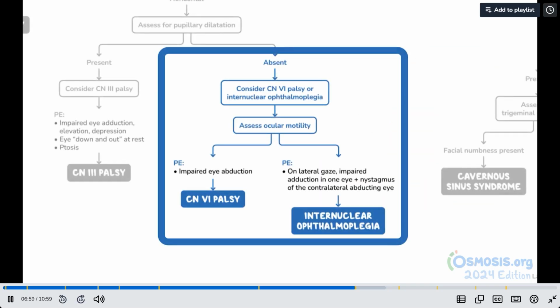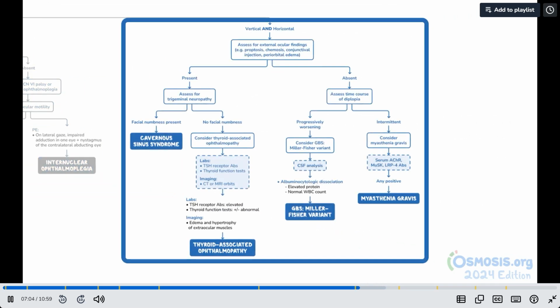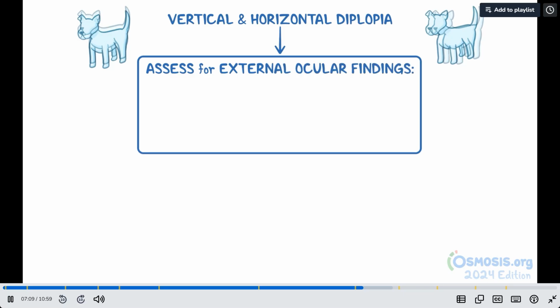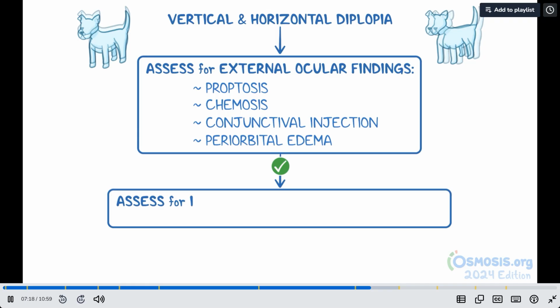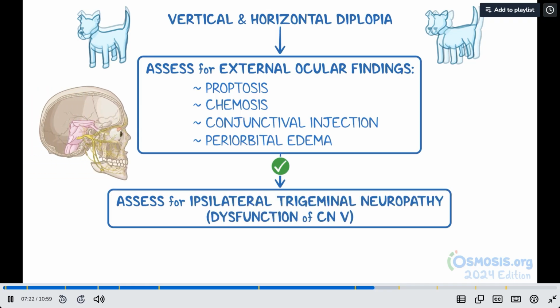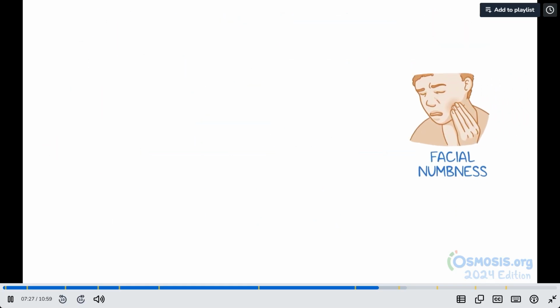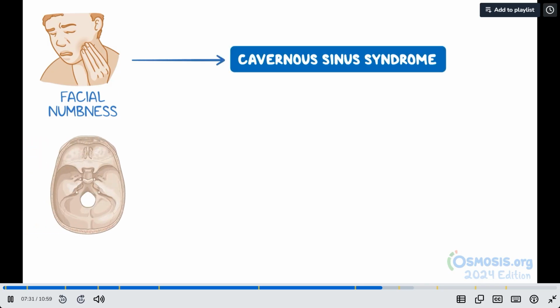Okay, let's go back to the orientation of diplopia and discuss patients with both vertical and horizontal diplopia. Your next step here is to assess for external ocular findings, such as proptosis, chemosis, conjunctival injection, or periorbital edema. If these symptoms are present, assess for ipsilateral trigeminal neuropathy or dysfunction of cranial nerve 5, which would manifest as facial numbness. If facial numbness is present, cavernous sinus syndrome is likely the cause of double vision.